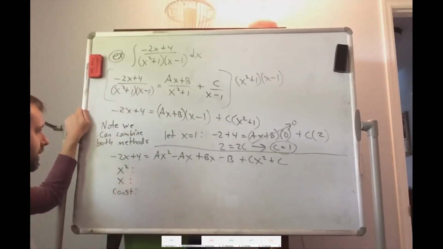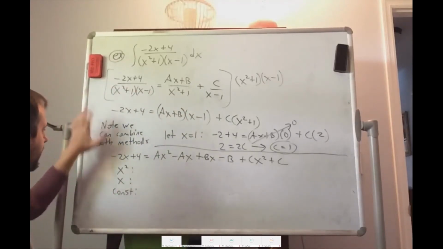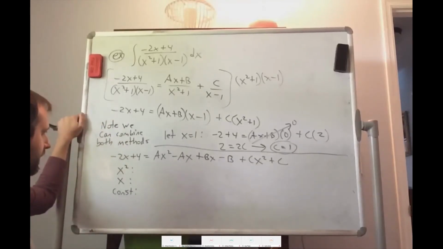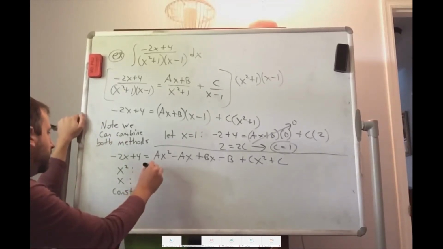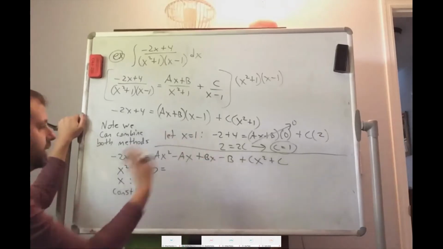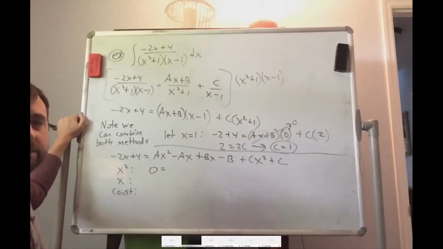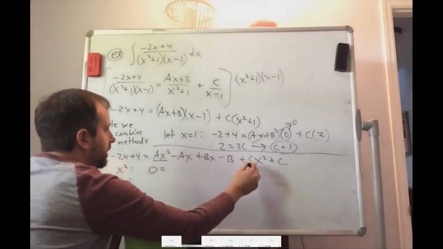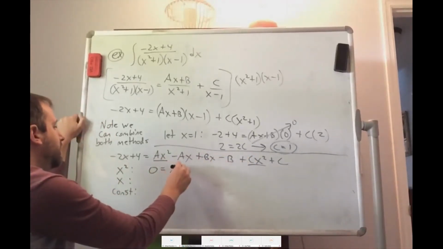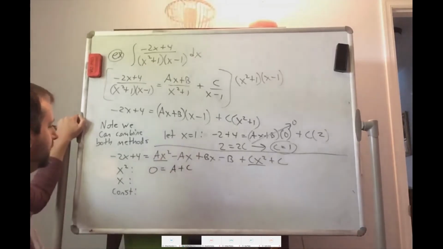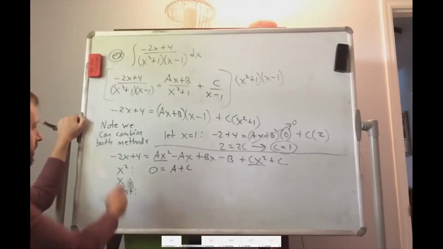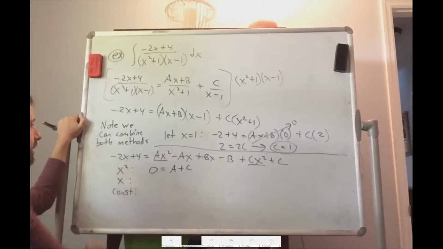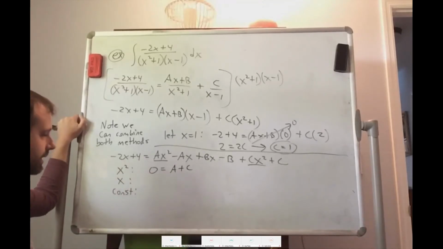So x squareds. Question for you, how many x squareds are on the left-hand side? 0. All right, so 0. And how many x squareds are on the right-hand side? A plus c or c plus a, right? These 2 terms are the x squared terms. Perfect. So 0 is equal to a plus c. Nothing wrong with there being a missing stuff on one side, just a 0 then.